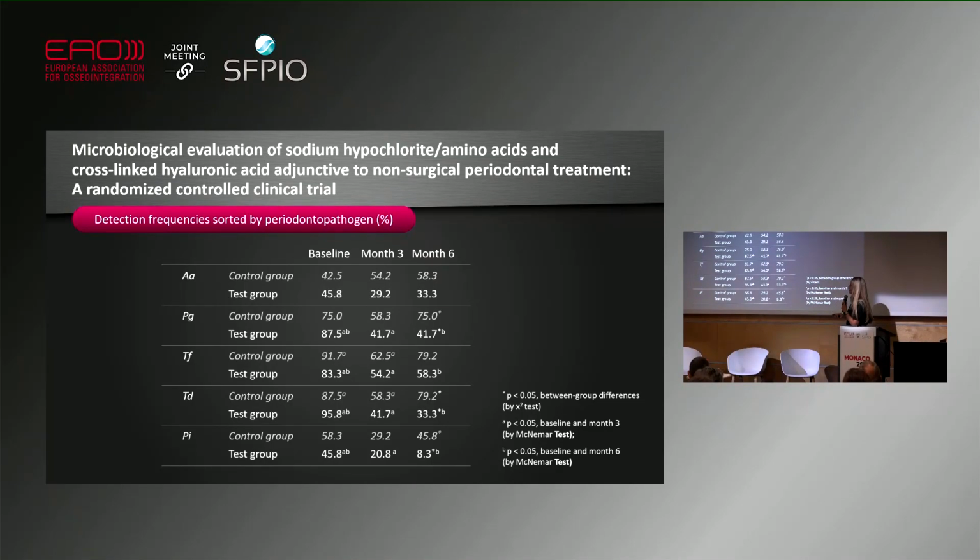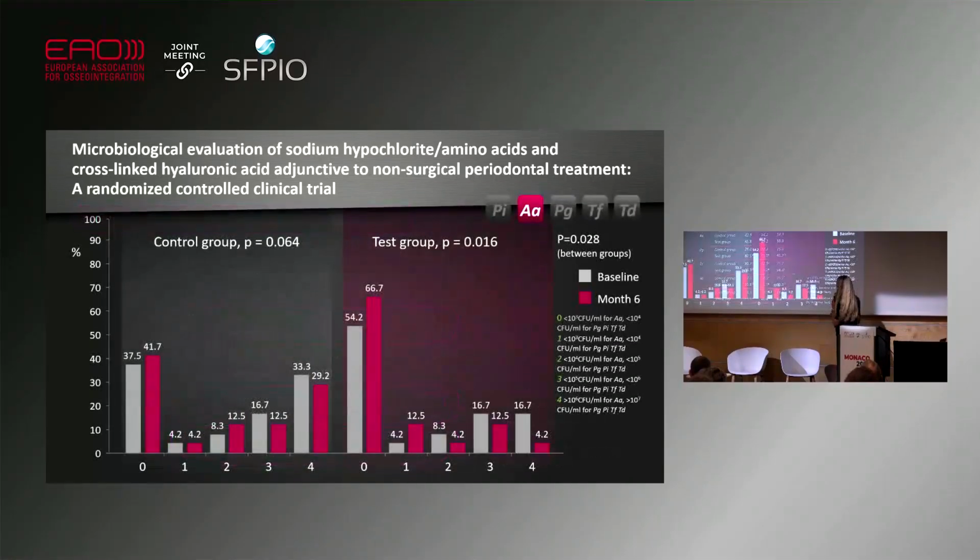The first analysis is the detection frequency sorted by pathogens, 5 basic pathogens. It means either it's detected or not. After 6 months of observation, we saw significant improvements in favor of the CLEAN&SEAL group for Porphyromonas gingivalis, Treponema denticola, and Prevotella intermedia. And from the literature, I know that if I get rid of these bacteria, it's a success of my periodontal treatment.